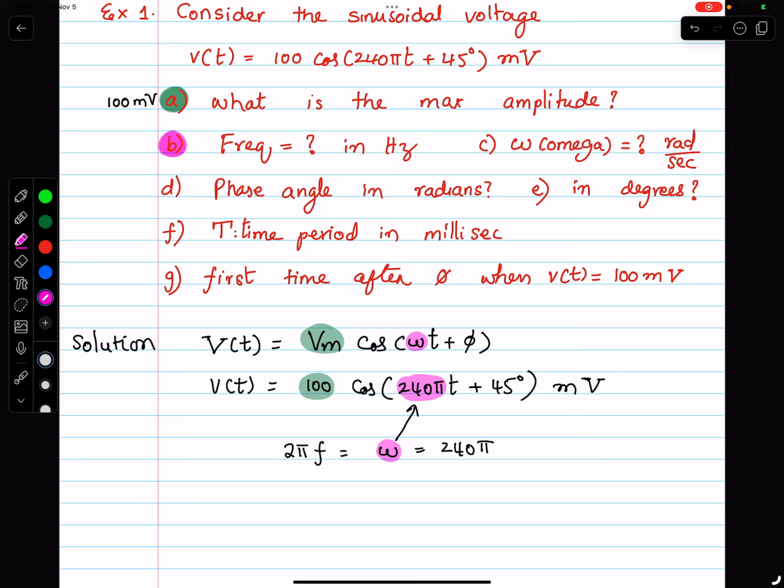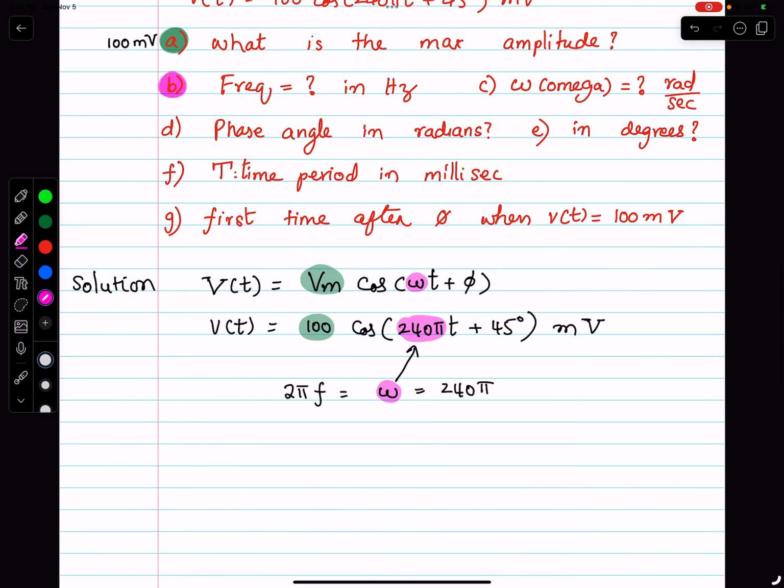Therefore we should be able to calculate F from here. F, because we are interested in frequency in hertz, is 240 pi divided by 2 pi, which comes out to be 120 hertz. So B is 120 hertz. Number A is really 100 millivolts. Okay, what is number C?